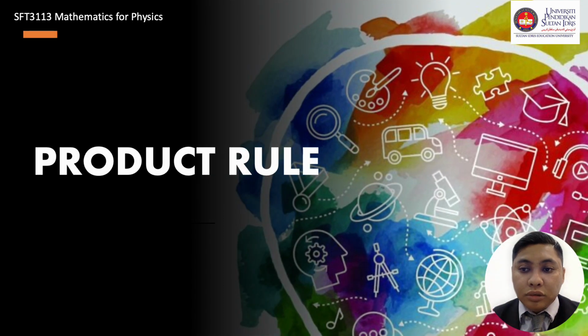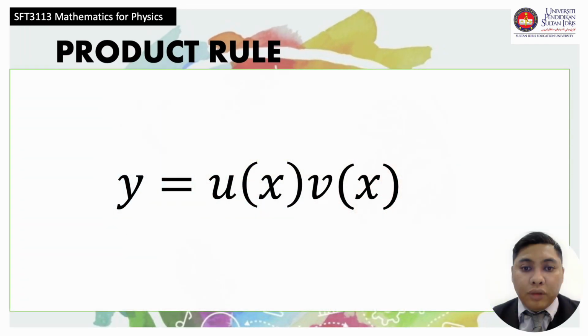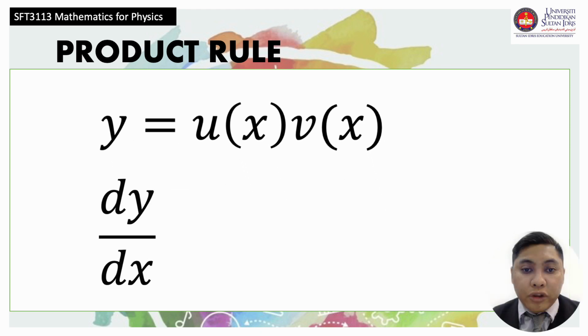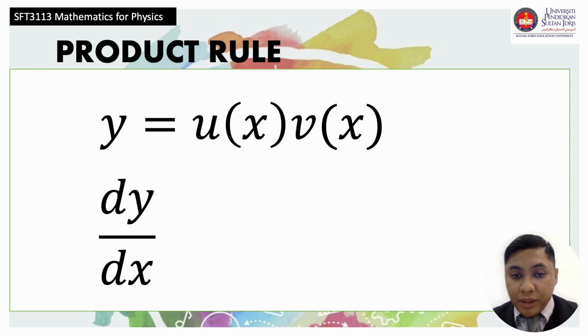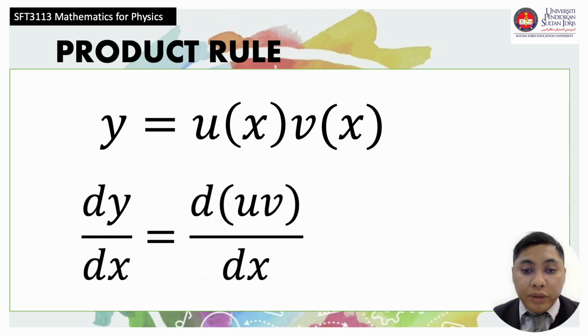First, product rule. Let's see. If you have y equal to u(x) v(x), so u(x) and v(x) are functions, right? So how are we going to differentiate for the product rule? According to the product rule, if you have u times v, this is how we differentiate it.